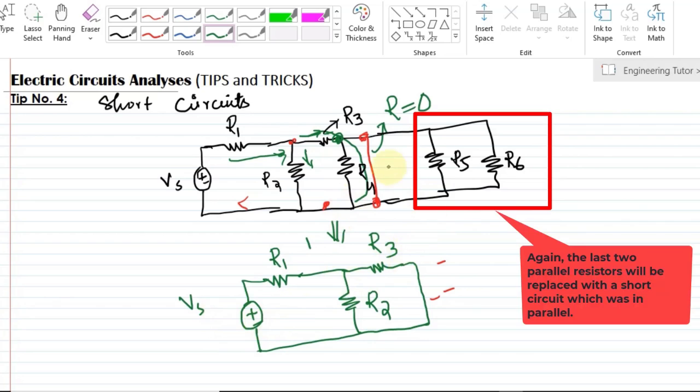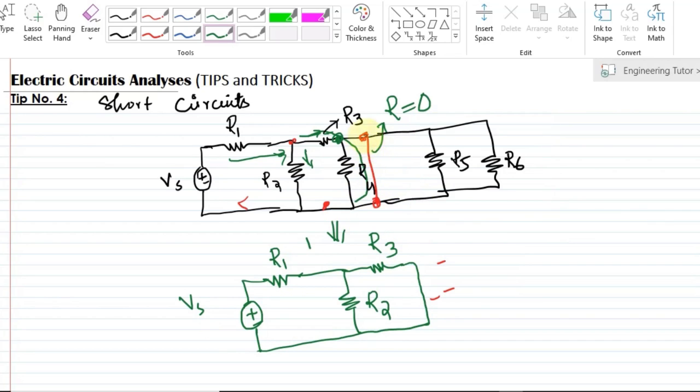So what is the conclusion here? The conclusion is, if a short circuit is placed across any element in parallel with it, it will replace that resistor, and therefore that resistor will be neglected and all the current will flow through the short circuit. So that is the answer here, and that is tip number 4.